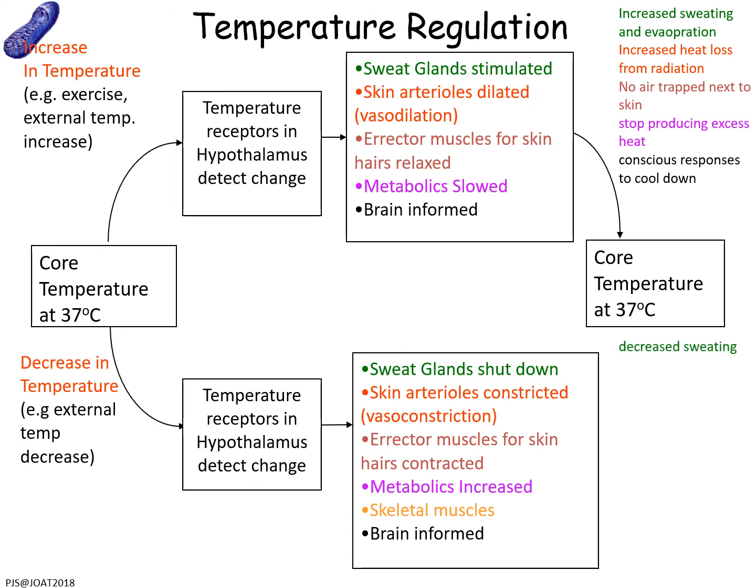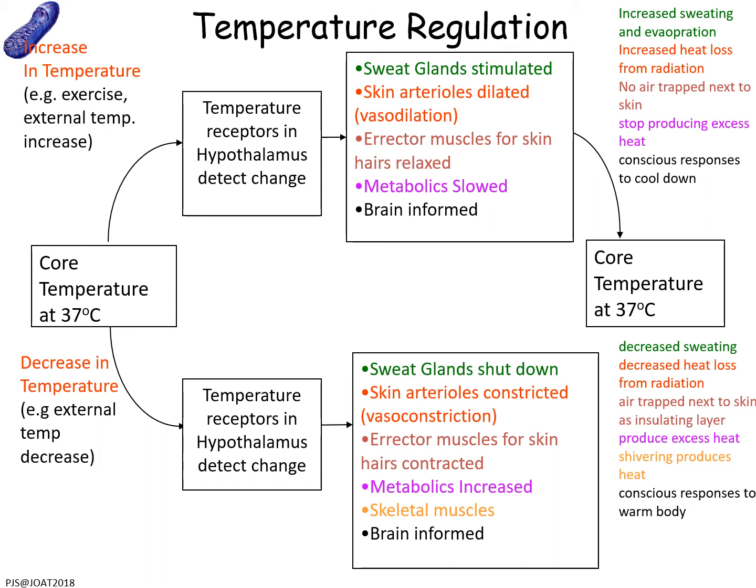So sweat glands, because you've got decreased sweating, will help to prevent loss by evaporation, less radiation loss, insulating layer, more excess heat generated just by friction, conscious responses to warm you up, brings you back. And you need to know the whole lot. That's it.